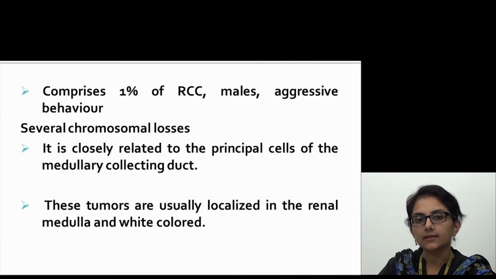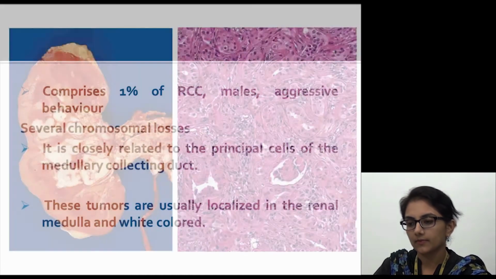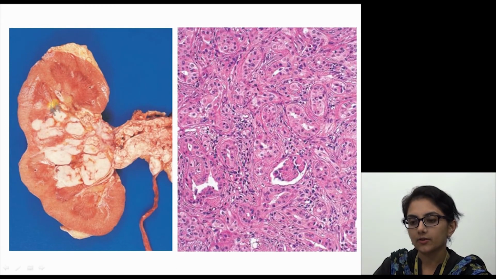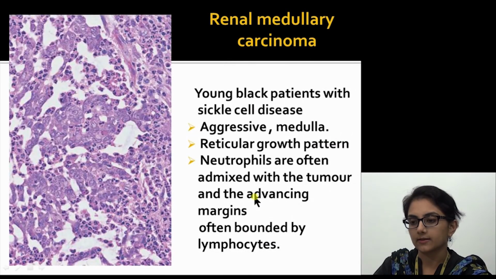The next variant is collecting duct carcinoma. This is a relatively uncommon form of renal cell carcinoma with aggressive behavior. Again, it can show several chromosomal losses, but nothing very specific. It tends to arise from the principal cells of the medullary collecting duct, and therefore it tends to have a gross appearance which is limited to the medulla. As we can see here on the left in this gross picture, we have a more solid appearing tumor which is localized to the medulla. And if we look at the microscopic appearance, we see these ductal structures lined by high-grade nuclei associated with a marked inflammatory infiltrate as well as a desmoplastic response.